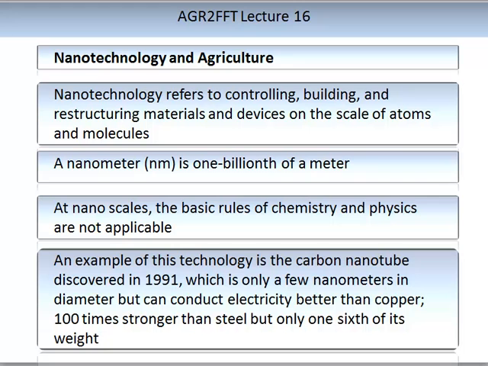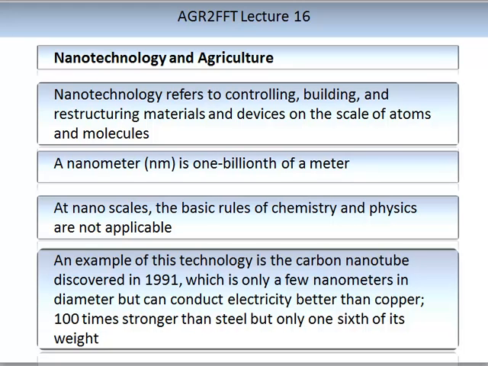Now I'd like you to have a look at nanotechnology. Nanotechnology refers to controlling, building, and restructuring materials and devices on the scale of atoms and molecules. A nanometer is 1/1000th of a meter. To give you some kind of scaling, the human hair is about 80,000 nanometers in diameter, and the smallest thing visible to the average naked eye is about 10,000 nanometers across.